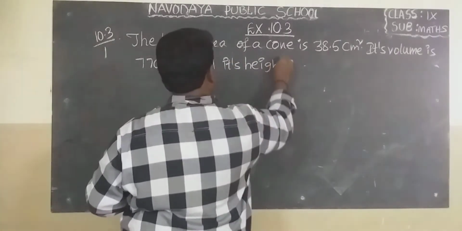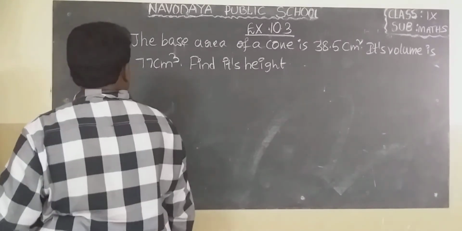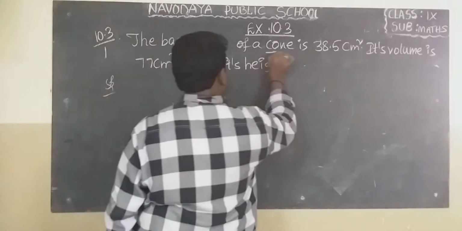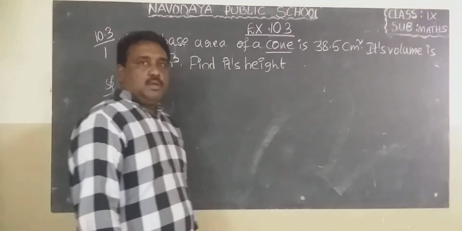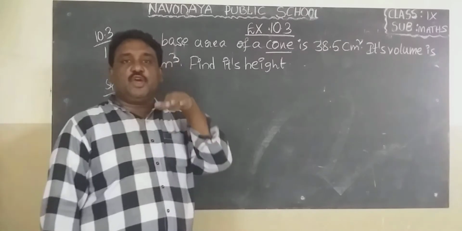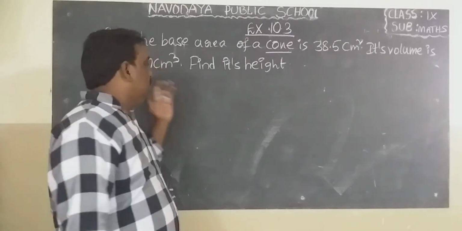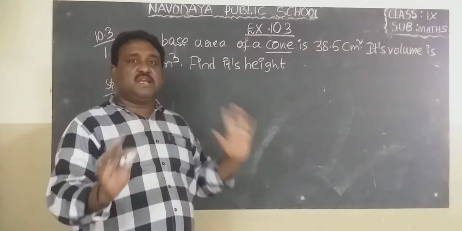Write down the problem, the very first problem in 10.3. The problem is about a cone. What is the base of a cone? You know the cone. Base is circular shape. So base of a cone means circle.